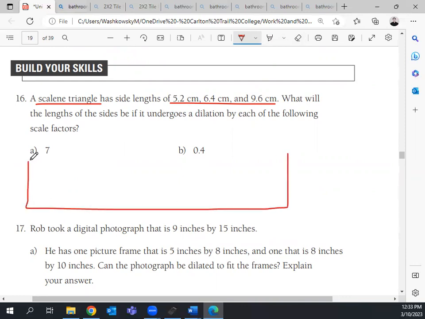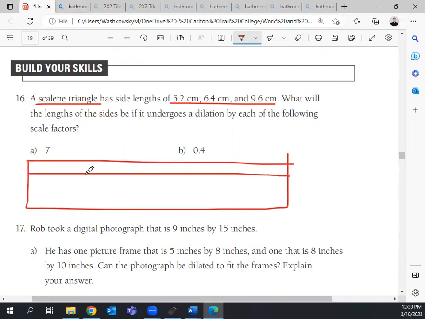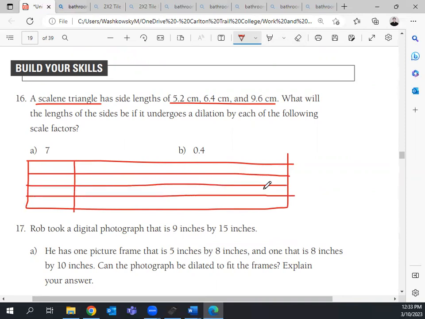So I'm just going to draw a super quick table. We're not going to spend a lot of time on this, but basically, going to do a nice little table here. So I have my side lengths. So I'm just going to put side 1, S1, side 2, S2, side 3, S3. I have my original. I'm going to put the OG. I have my scale factor of 7, and I have my scale factor of 0.4. So for my OG sides, I had 5.2 centimeters. I had 6.4 centimeters.